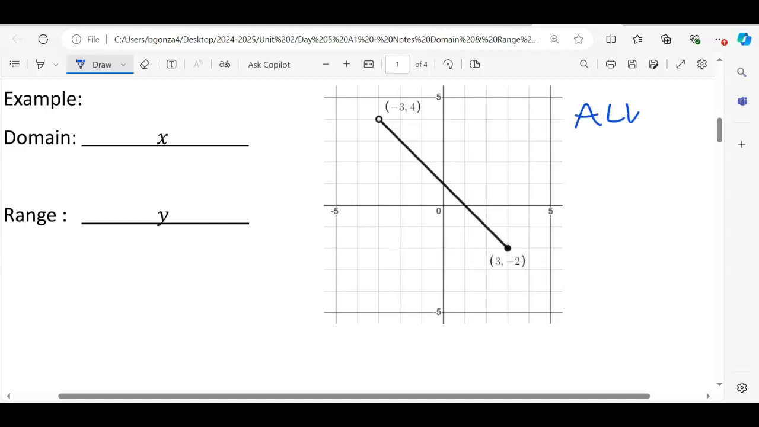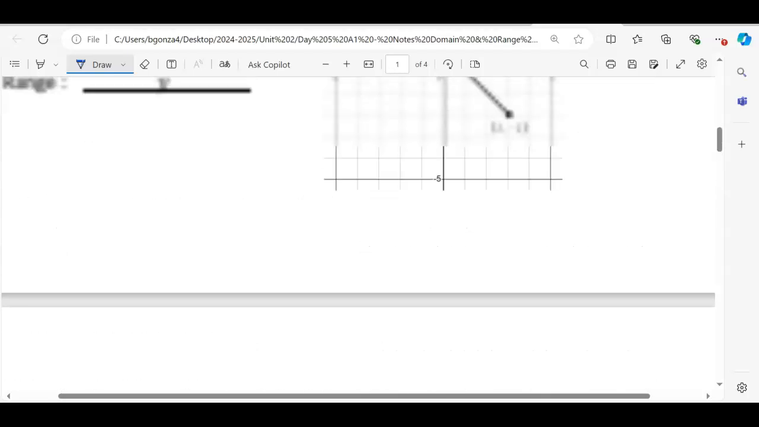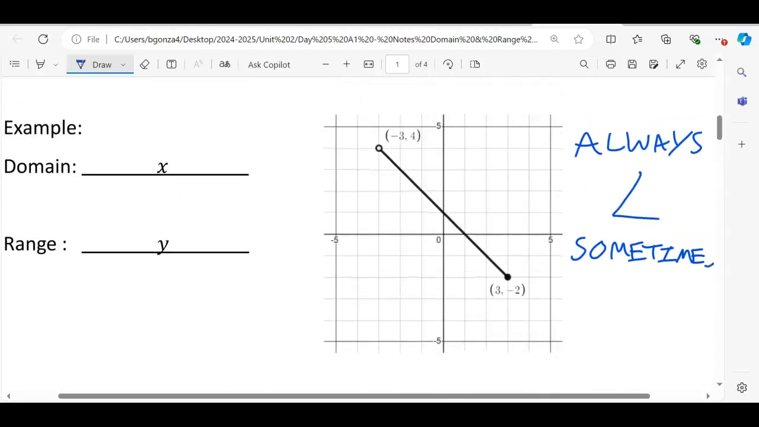You're always going to write less than signs, okay? And then sometimes you're going to put, oh my gosh, hold on. I messed up. Sometimes you're going to underline it, okay? So always less than, sometimes underlined. Okay, here's what I mean. On both sides of X, put a less than, okay? Less than. On each side of Y, less than.